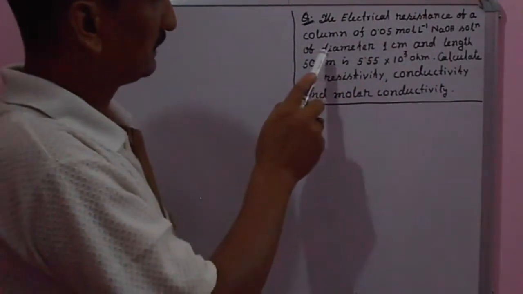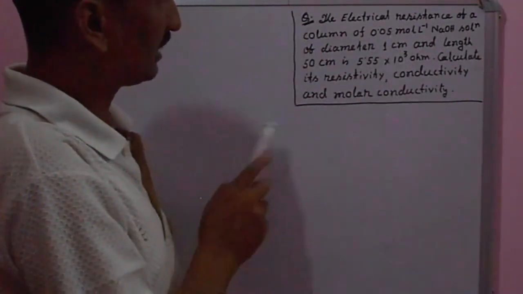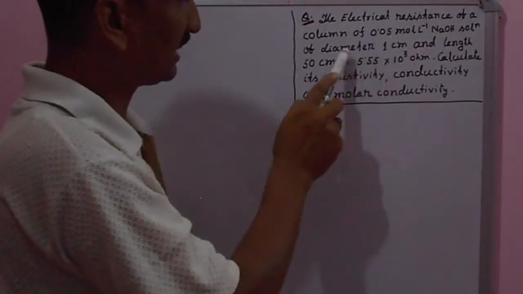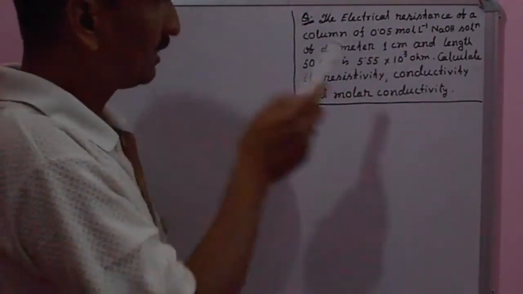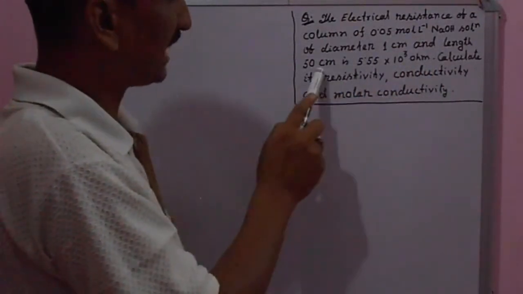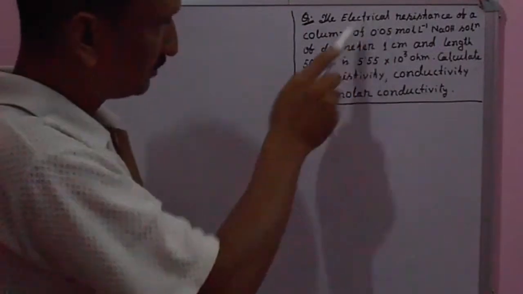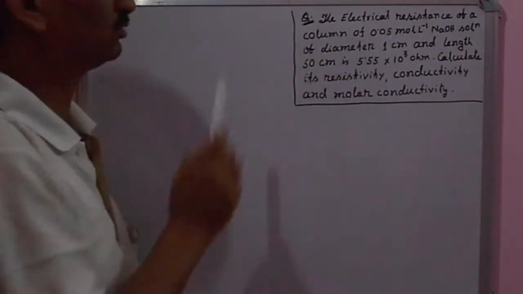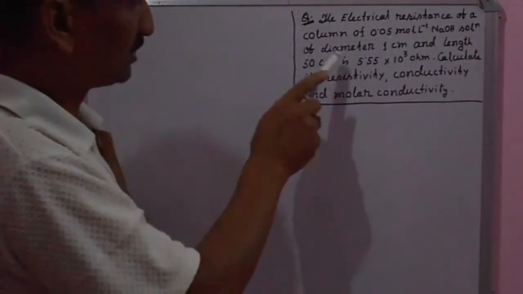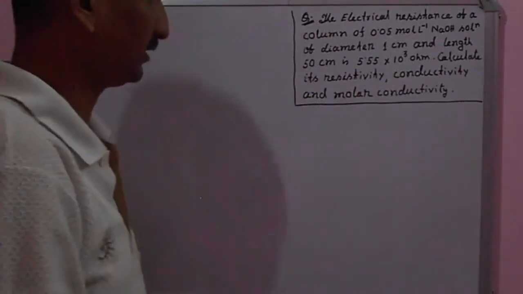So here the diameter of the column of the solution is 1 centimeter, and from this we can find out the area of cross section. A is equal to pi r square, that we know, and length of the column, that means the L value, is given, that is 50 centimeter. So from this we will get L value, A value, and accordingly we have to do the problem. That means we have to find out the resistivity, conductivity and molar conductivity.